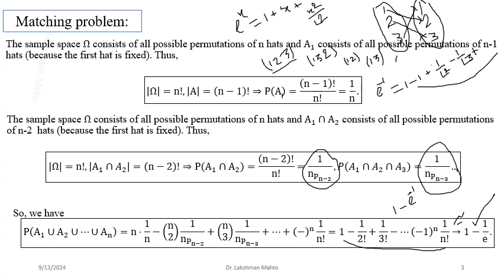Now, another one is 2, 3. 2 goes to 3, 3 goes to 2, and 1 goes to 1. How many permutations till now have you seen? 5. What is the remaining permutation? 1 goes to 1, 2 goes to 2, 3 goes to 3.